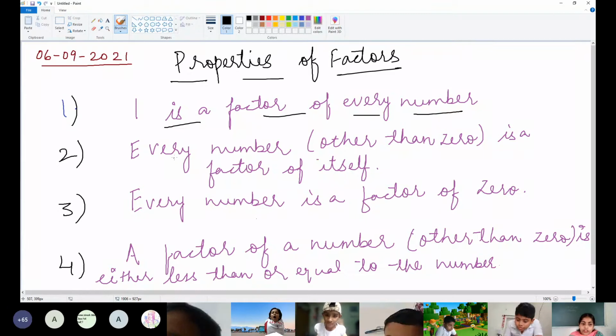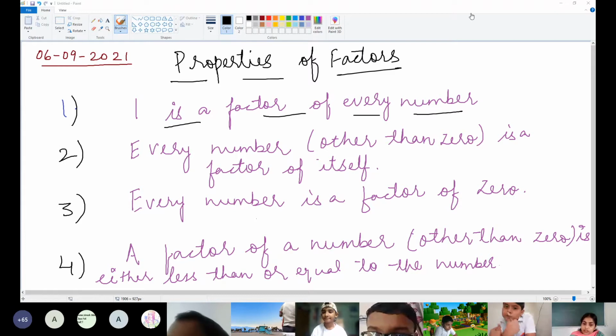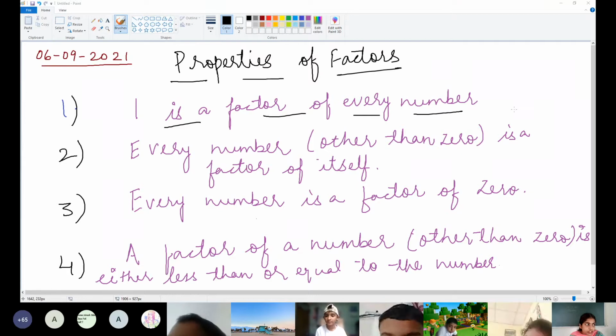Then the next property: every number other than zero, except zero, is a factor of itself. So children, Digvijay, don't dance. Yes, so every number is a factor of itself, except zero. When you have to find out the factors of 72, then 72 will be a factor of 72 itself. The number itself is the factor of any number, okay? And the number 1 is also a factor of every number, and 1 is the smallest factor. Yes, clear?